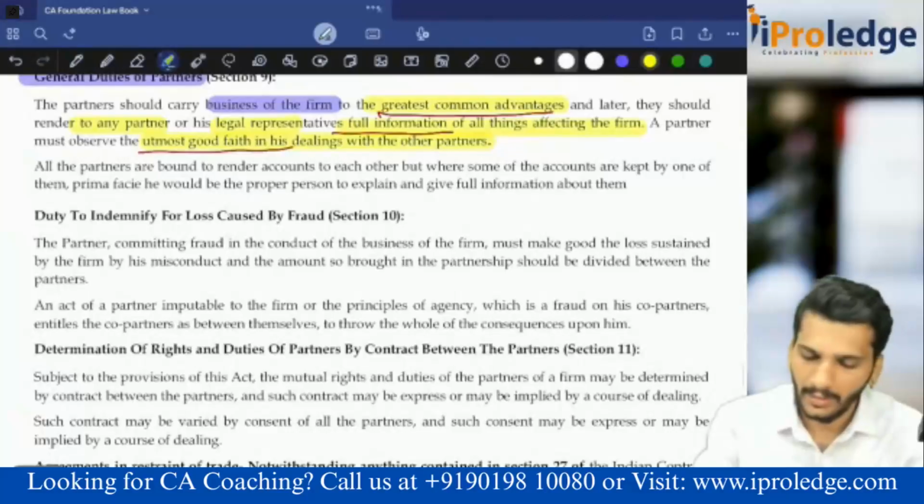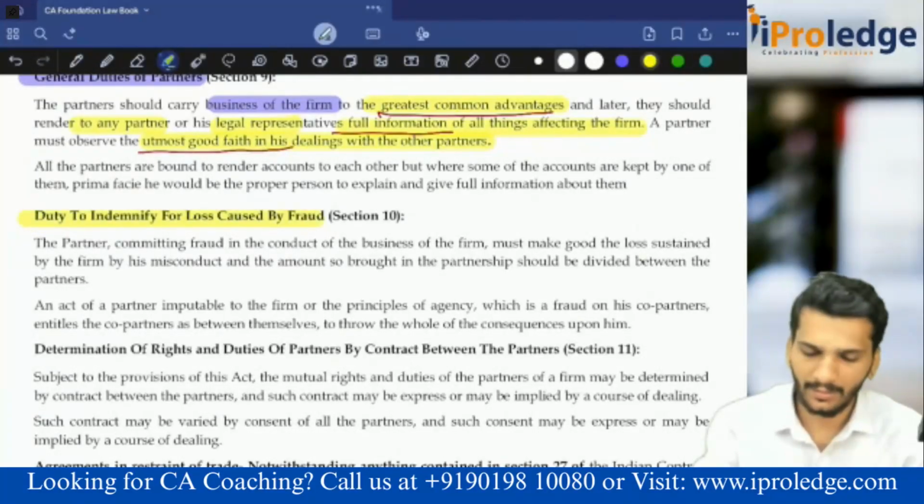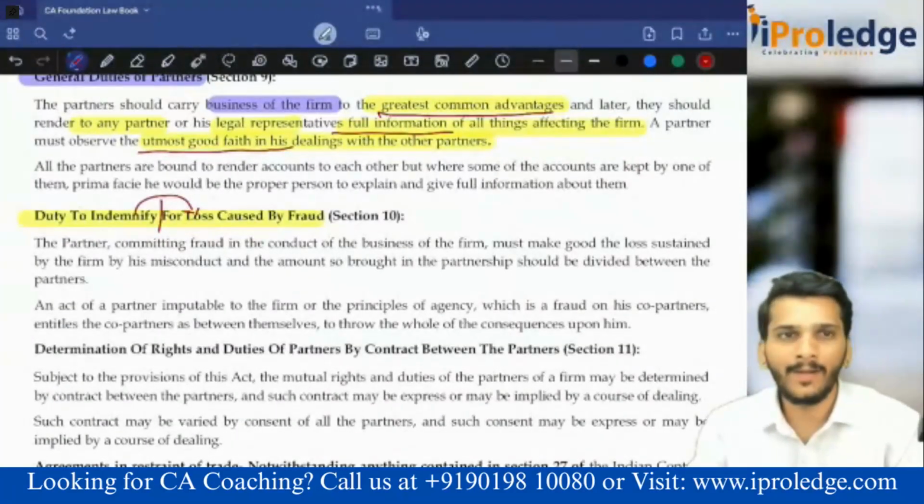Then duty to indemnify for loss caused by fraud. What is the duty to indemnify? There are 2 things here. One is duty to indemnify. Second one is duty to indemnify for the loss caused by the fraud.